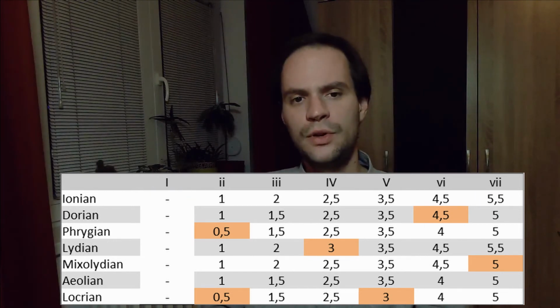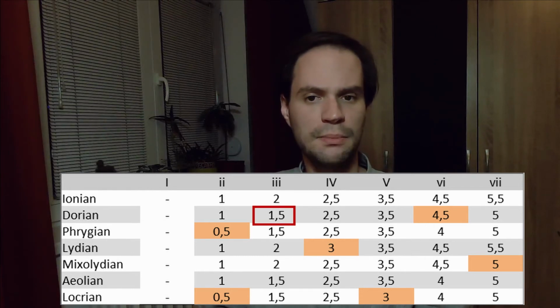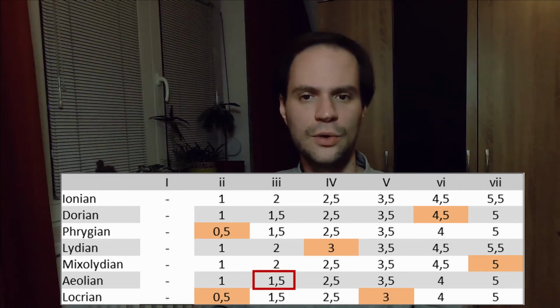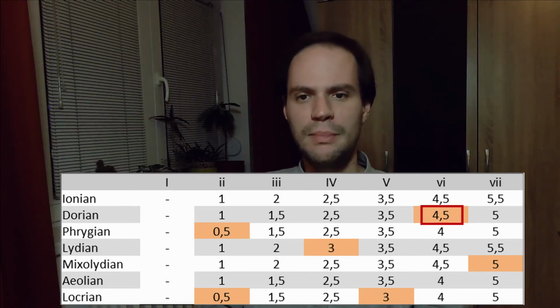So let's start with the Dorian mode. It has a minor third, so it's minor oriented. Let's double check. Yes, the Aeolian scale has a minor third as well. And it has a major sixth.